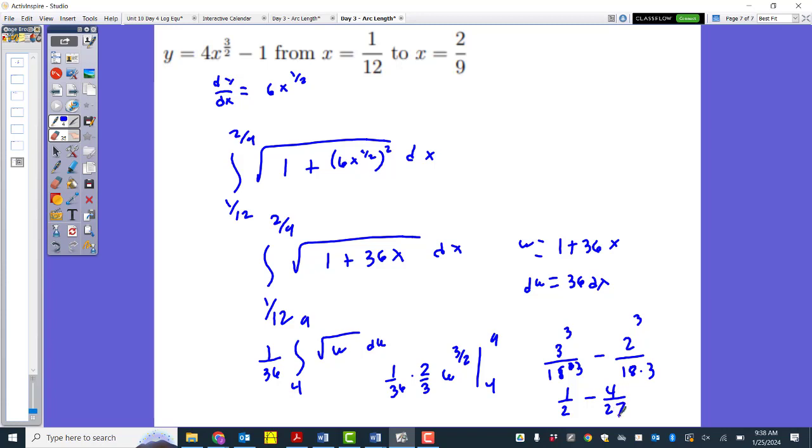And then we could get the common denominator by saying this is 27 minus 8, so 19 over 54. And that would be our final answer. So, just to give you an example of one that can be done by hand.